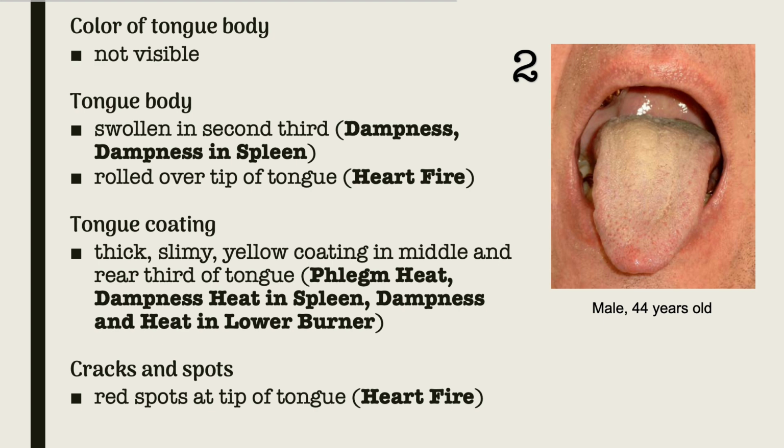If you look at the tongue coating, it is thick, slimy, and yellow in the middle and posterior third of the tongue. Connotes phlegm heat, dampness, heat in the spleen, dampness and heat in the lower burner. The red spots at the tip of the tongue indicates heart fire.